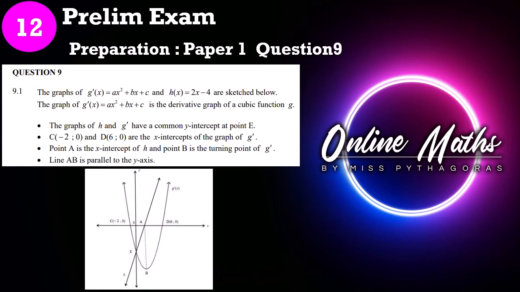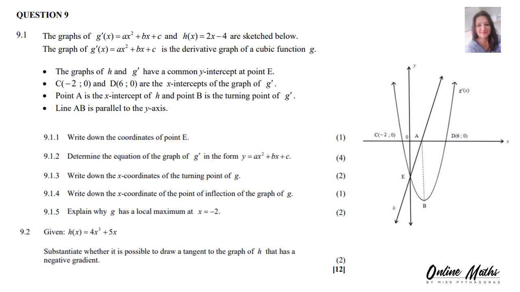Hello everybody, in this video I will help you with your prelim exam preparation and I will discuss paper 1 question 9 of the Gauteng 2024 prelim. Now this is the question. I suggest that you pause the video and quickly attempt the question yourself and then come back to the answer. You will note that the question counts 12 marks, therefore it shouldn't take you longer than 12 minutes.